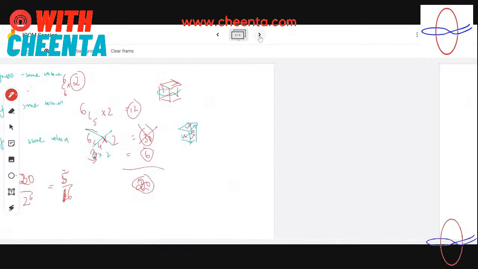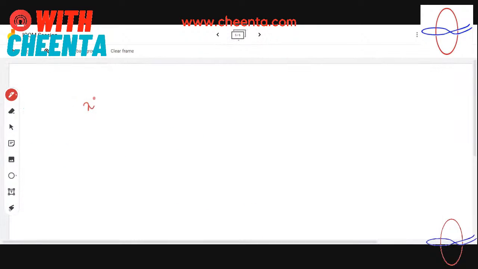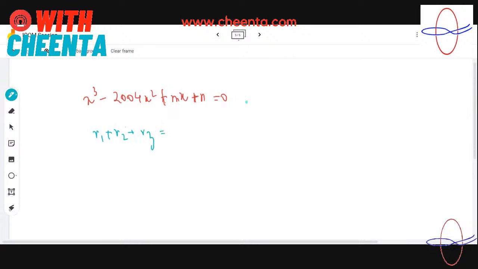Observe, I will write down this whole thing now. It's x cube minus 2004 x square plus mx plus n equal to 0. And observe that by Vieta's formula again, you see Vieta's formula holds a really important role in these small problems. So be accustomed with it. The sum of the roots is equal to 2004.